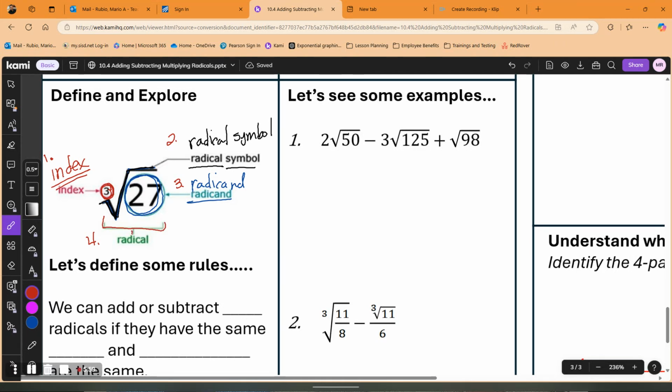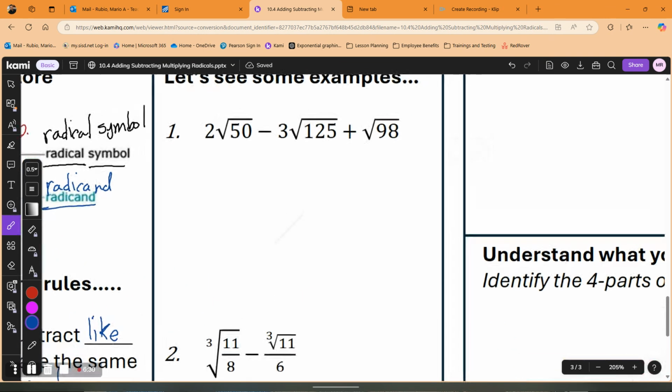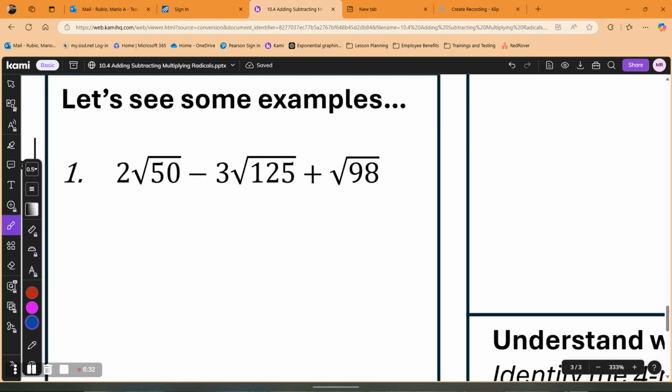Okay, now let's define the rules that we need to know for adding and subtracting. Now we can add or subtract like radicals if they have the same index, the little number up here, and if they have the same radicand, the number underneath. If they're the same, we can add them, subtract them. I'll show you guys an example here. Number 1. Let's take a look.